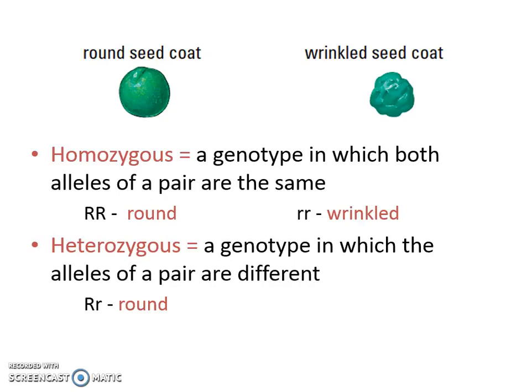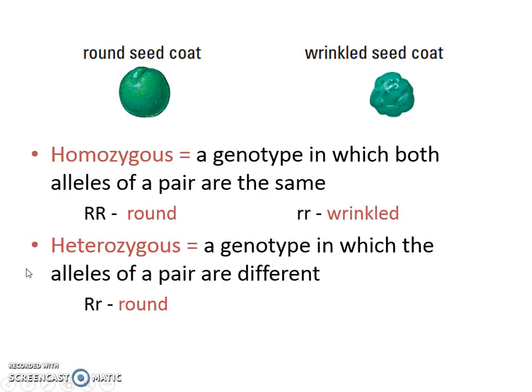So genotypes can be homozygous or heterozygous. A homozygous genotype is a genotype in which both alleles of a pair are the same. So remember, it's 2 alleles that make up a genotype. If both of those alleles are the same, then the genotype is homozygous. So they could either be homozygous dominant by having 2 dominant alleles, or homozygous recessive by having 2 recessive alleles.